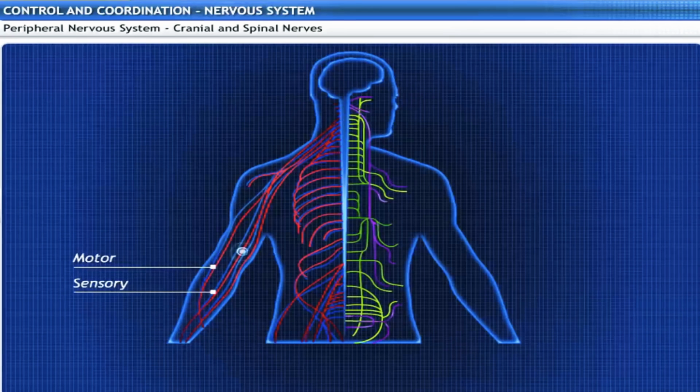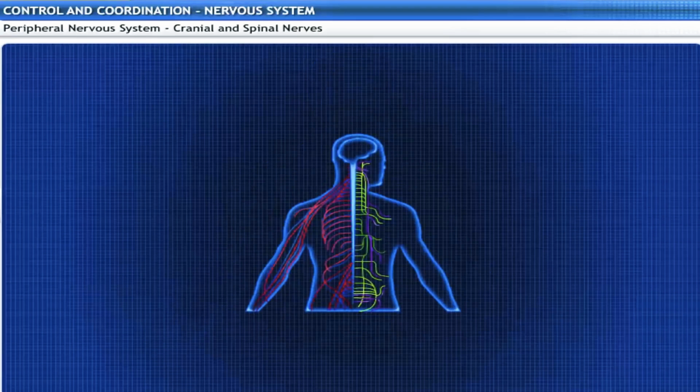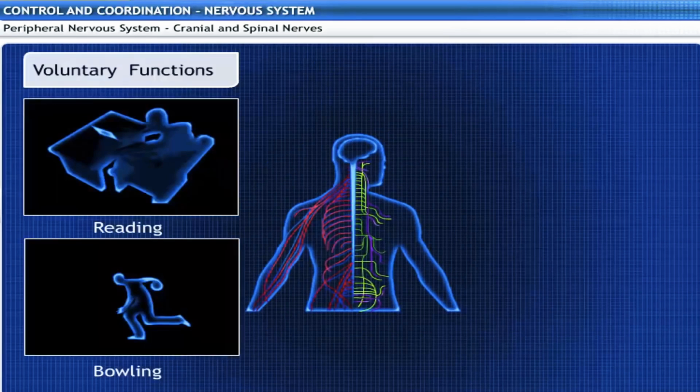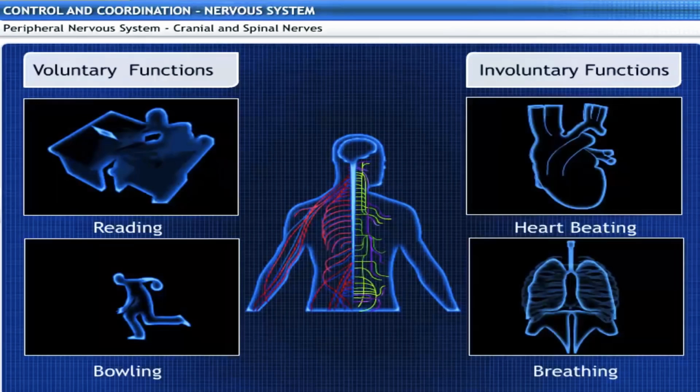The peripheral nervous system receives as well as transmits impulses. The former is carried out by sensory nerves and the latter is carried out by motor nerves. Motor nerves control both voluntary and involuntary functions.